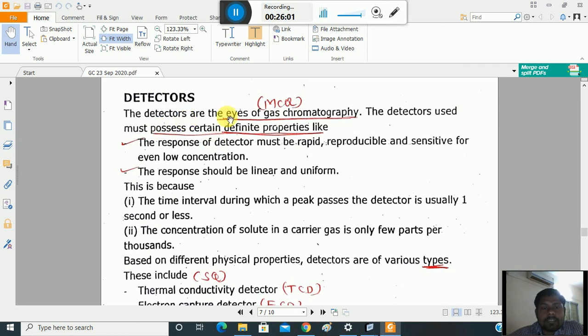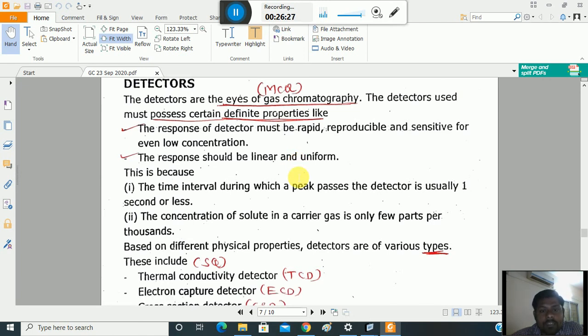The detectors are the eyes of gas chromatography. As I told you earlier, the detector must have some definite properties. The response of the detector must be rapid, reproducible, and sensitive for low concentration. The response should be linear and uniform. Whenever you choose the detector, you must keep those points in your mind.